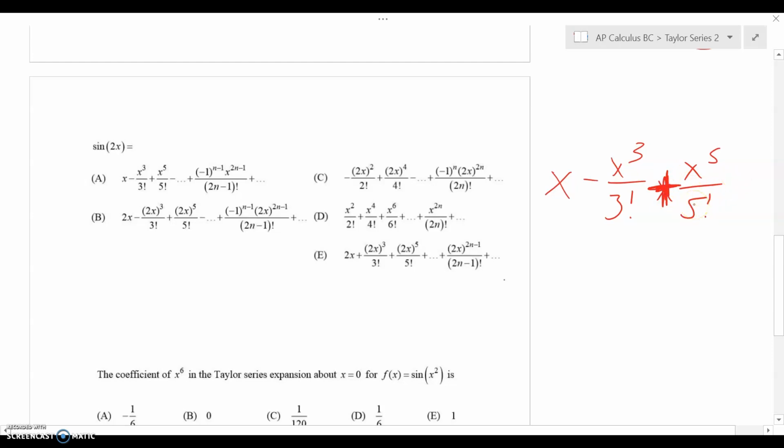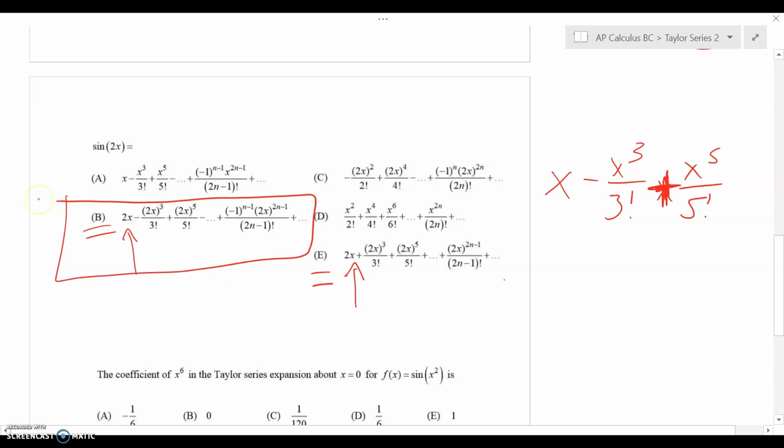Here we're going to do 2x. So we're going to take x out and replace it with 2x. In truth, the only two that actually do that are b and e, if we just simply look at the first term. So we're automatically down to those two, and then it's a matter of which one do we pick. The only difference between the two is the alternation. Sine needs to alternate, therefore the option is b, and so our answer on that should be b.